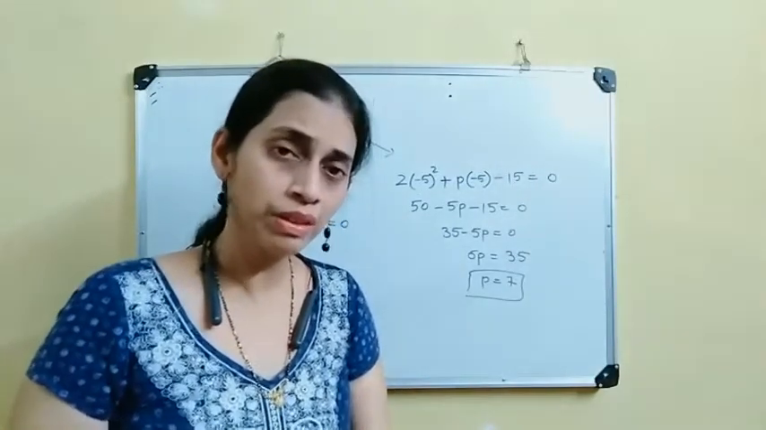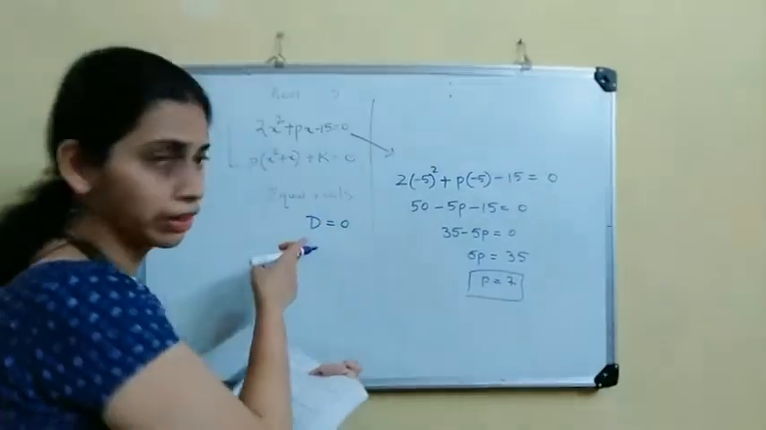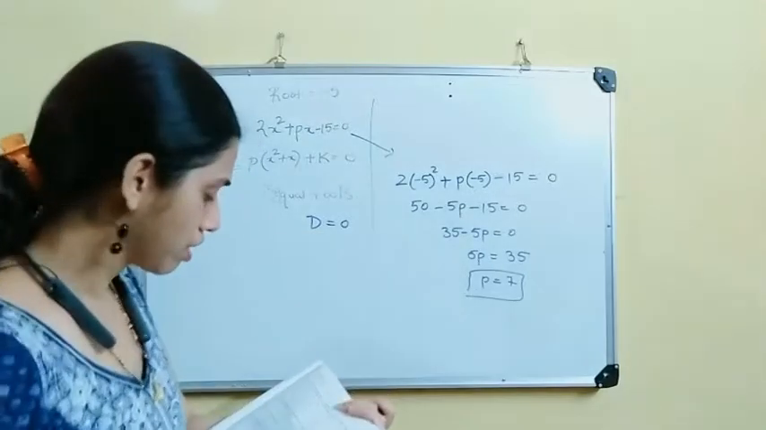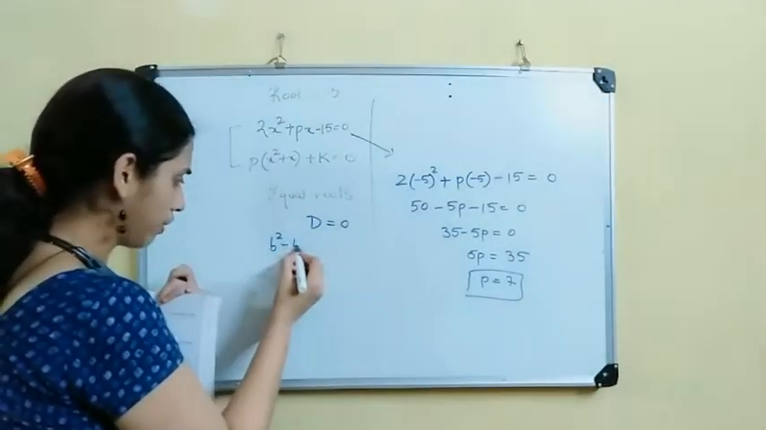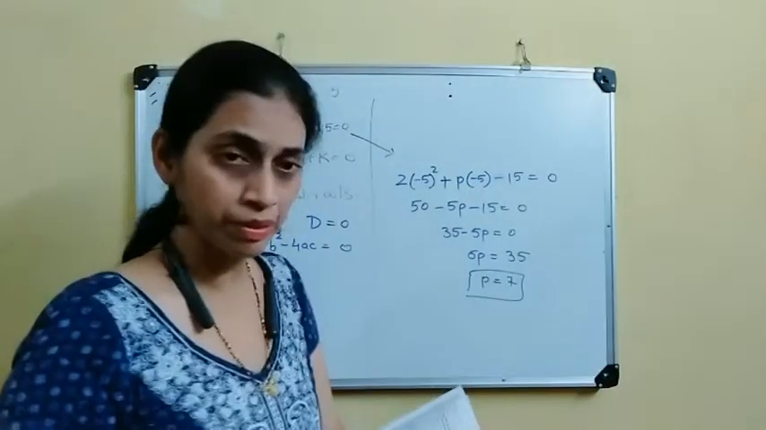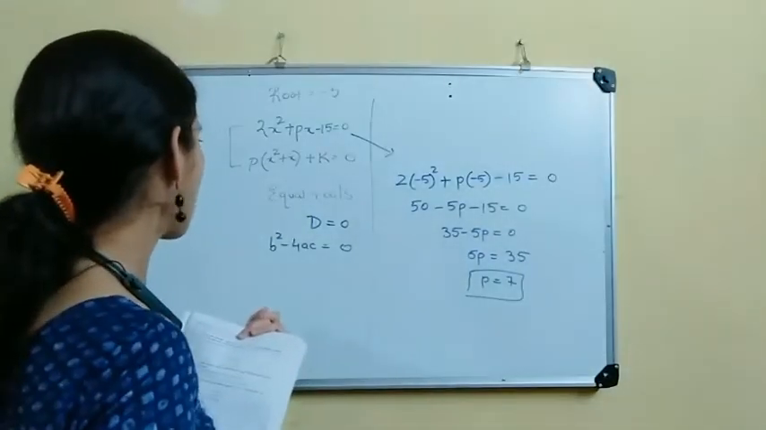They have mentioned in the question that the roots are equal. Roots are equal, what did that mean? D is equal to 0. So how do we write the discriminant? b square minus 4ac is equal to 0. Correct? So what is b here?